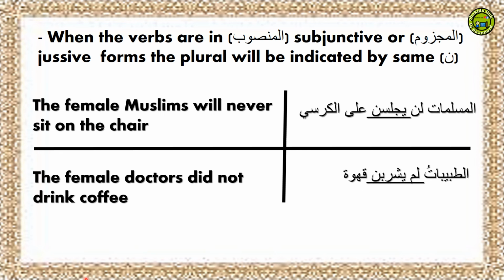When the verbs are in al-mansub, subjunctive, or al-majzum, jussive forms, the plural is indicated by the same noon. Al-muslimatu lan yajlisna ala al-kursiyyi. The female Muslims will never sit on the chair. At-tabibatu lam yashrabna al-qahwata. The female doctors did not drink coffee. The subjunctive feminine plural in the first sentence is yajlisna, and the jussive feminine plural in the last sentence is yashrabna.